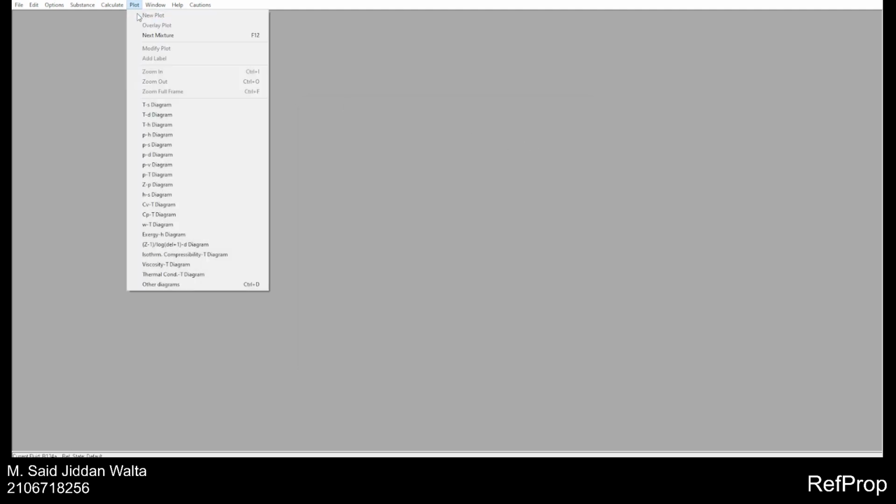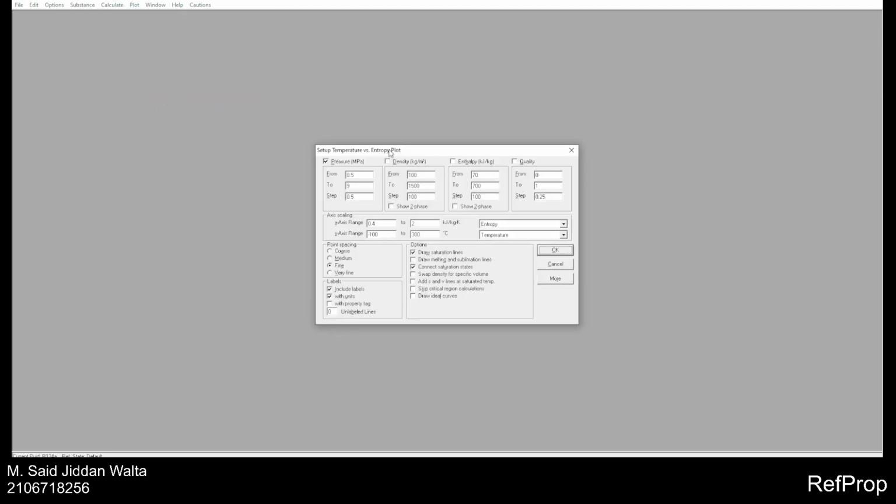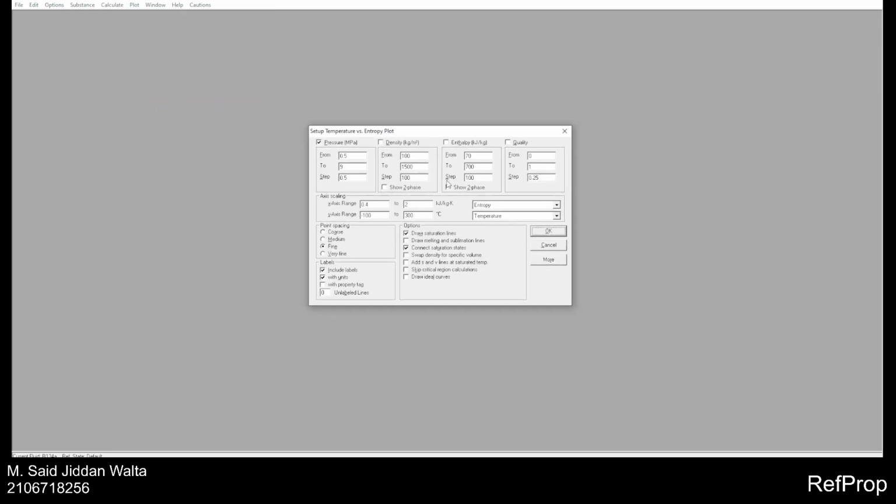And next, we need to open the TS diagram of the substance. So here we can see what the starting values are and the parameters for the temperature versus entropy plot. In this case, we can see that the pressure that is being marked on the temperature versus entropy plot is from 0.5 to 9. However, as we see in the problem, we are starting with a pressure of 100 kilopascals, which is 0.1 megapascals.